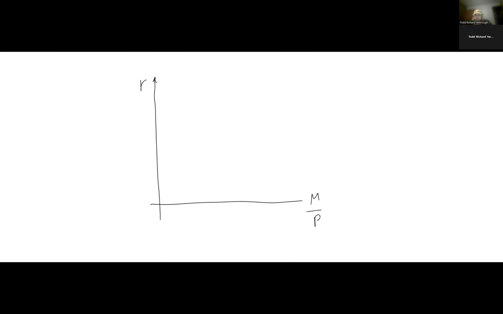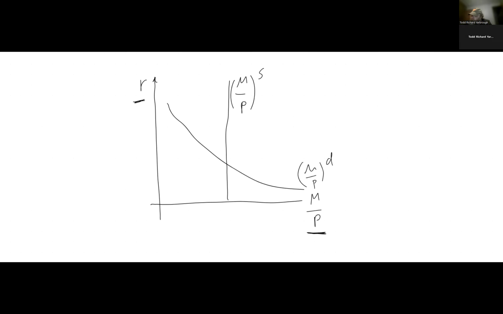All right, so in the money market, we're going to have real money balances on the horizontal axis. That's just money supply divided by the price level. And then we're going to have real interest rates on the vertical axis. And then we're going to have a stock of the money supply, M over P, and, as you would expect, a money demand, with the level of money supply relating to the equilibrium interest rate.